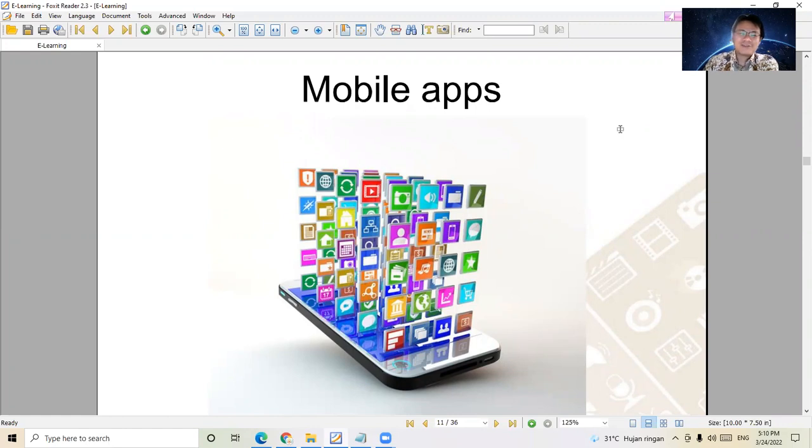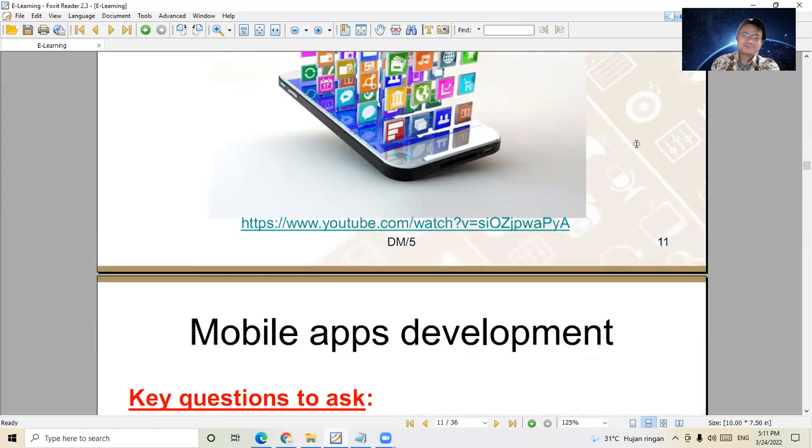You always carry your phones wherever you go, anytime, even before sleep, after you wake up, you use your mobile phone. And that's why marketers nowadays really focus on the smartphone. We call it mobile marketing. And one way to market through mobile, in the realm of mobile marketing, is using mobile apps.